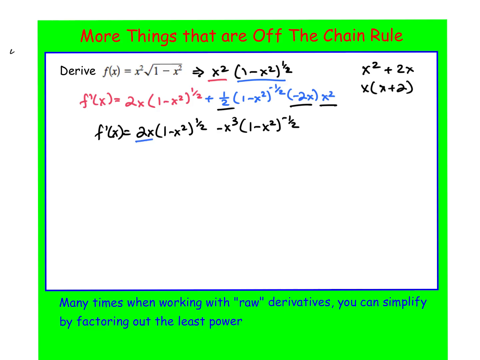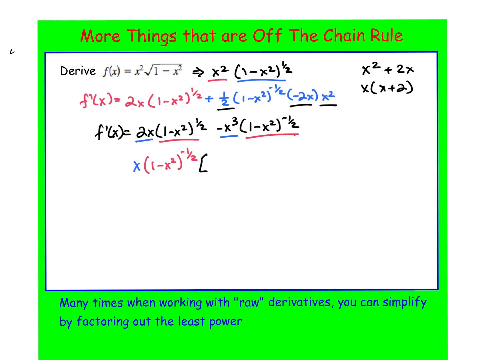So when I'm looking at this 2x and this negative x cubed, what could we factor out? An x. And then this is the harder part for you for now. So if I have 1 minus x squared to the 1/2, and then I have 1 minus x squared to the negative 1/2, what could I factor out? I always need to factor out the least power. So the negative 1/2 power. And so now I have 1 minus x squared to the negative 1/2 power. I always factor out the least power.